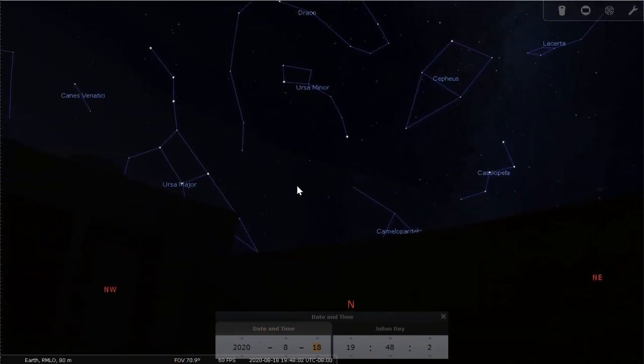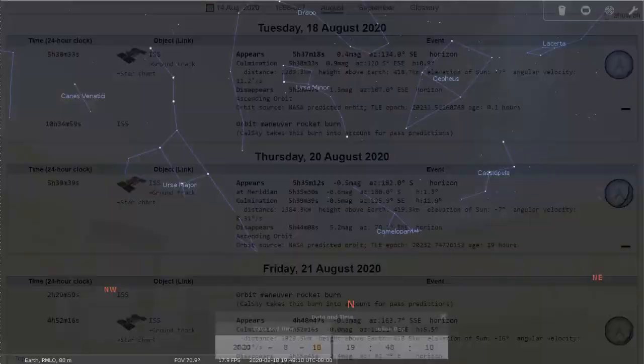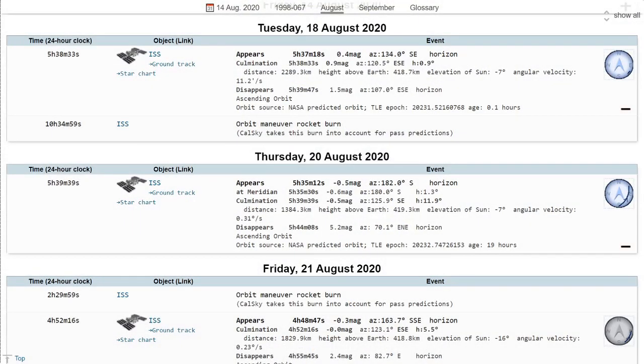I always like to highlight every month our friendly flybys of the International Space Station. The International Space Station will be flying over quite often. However, you might need to get up early for it, and sometimes it may not be the best. This is a view of CalSky, a great website. There are a number of these; Heavens Above and others will give you this information as well.